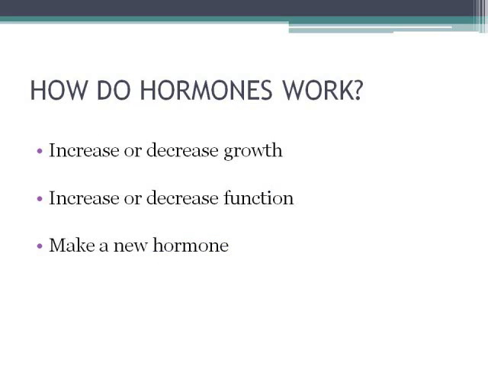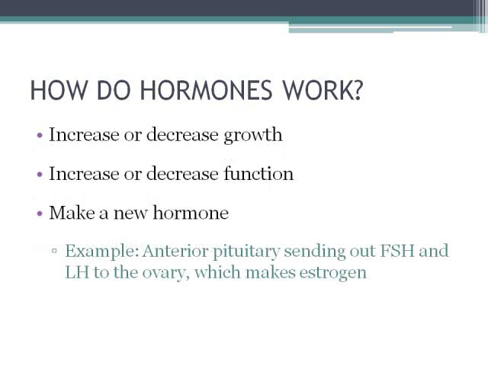Hormones increase or decrease growth, they increase or decrease function, or they make a new hormone. An example is the anterior pituitary sending out FSH and LH to the ovary, which then makes estrogen. The estrogen, a hormone, then travels to the female reproductive organs and influences their functioning.